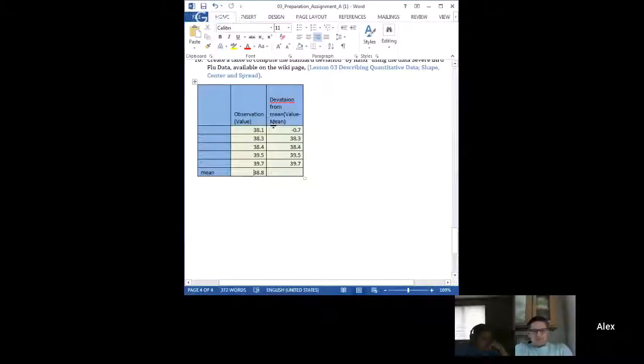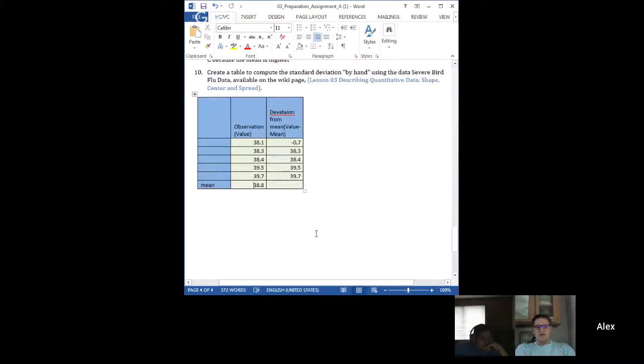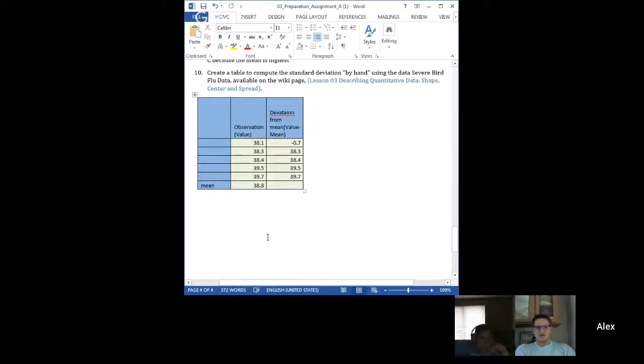And then to find the deviation, you just subtract the value from the mean. So I just subtracted each left column value from the mean to get the right column. Okay, that makes sense. I thought by hand meant on paper, and I just wasn't getting it. But on Excel, that makes more sense. Instead of just plugging it into a formula, I think this is kind of what they meant. That's more organized.